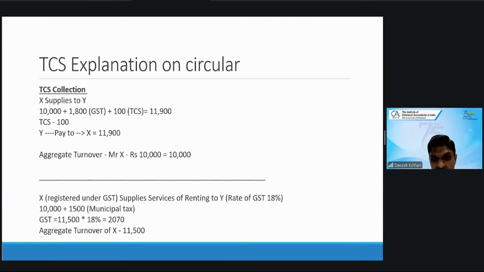No, in the first scenario, it will be 10,000 because GST and TCS need not be included. In the second case, it is not GST or TCS, it is a municipal tax. So any tax other than CGST, SGST, UTGST, IGST, and cess has to be added. So we are adding this 1,500 municipal tax here. So the total value for the second scenario is 10,000 plus 1,500, 11,500 rupees. Clear?